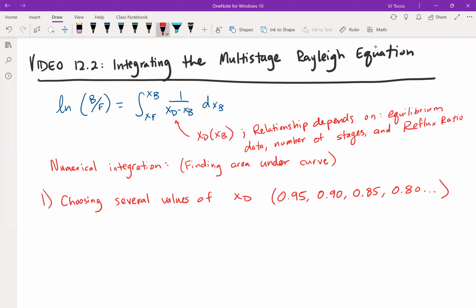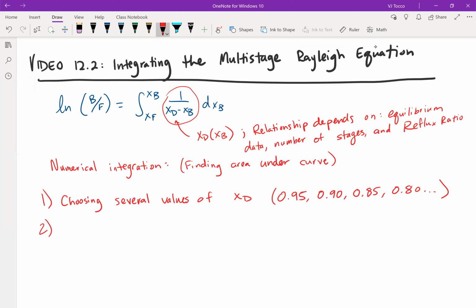Remember that xd is different in general than xd average. All we're trying to do here is plot this function 1 over xd minus xb as a function of xb such that we can calculate the area underneath. So when I'm choosing several values of xd, it doesn't matter at all if the values that I choose are in some range or not. So I always start with this type of range.